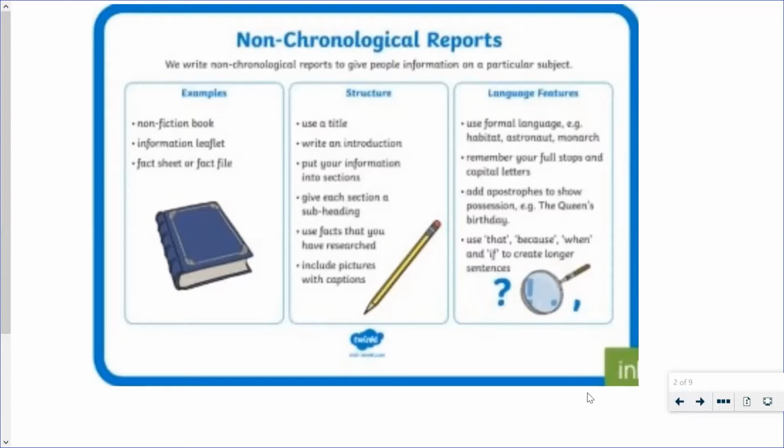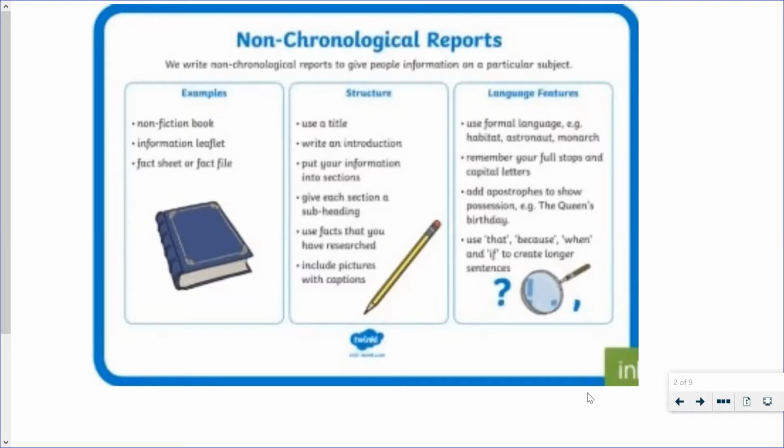So now, can you think of some of the features of non-chronological reports? Well done. They have a title. They might have an introduction. They are split into paragraphs. Each paragraph has a subheading. They have facts that might be in bullet points. They have pictures, and some of the pictures might have captions. They might have a box with interesting facts. They might have pictures of the subject. They might have charts or graphs about it as well.